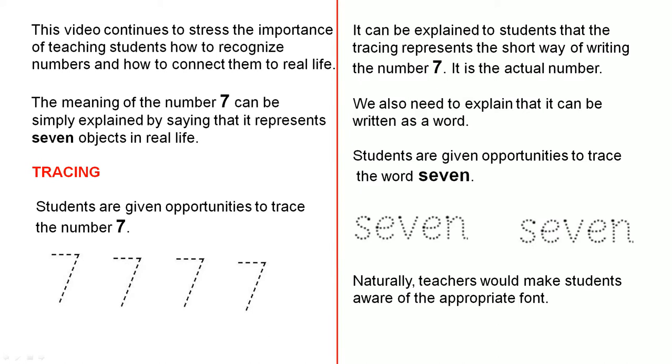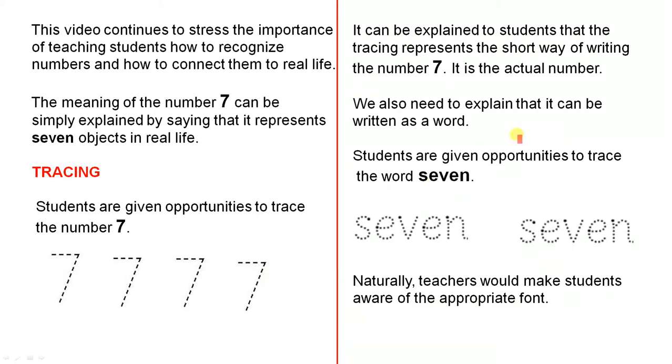Tracing. Students must be given many opportunities to trace because tracing is very closely connected to fine motor skills. Students are given opportunities to trace the number 7. These are just a few examples of the number 7, and we'd have many more examples for the students because the more often they trace the number 7, the more likely it is they'll remember it and they'll know what it looks like.